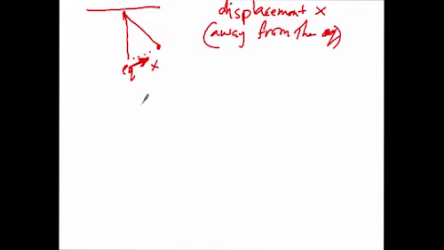The other thing is, as we have seen, when the mass is away from the equilibrium position, there is always a restoring force trying to bring the mass to its equilibrium position.